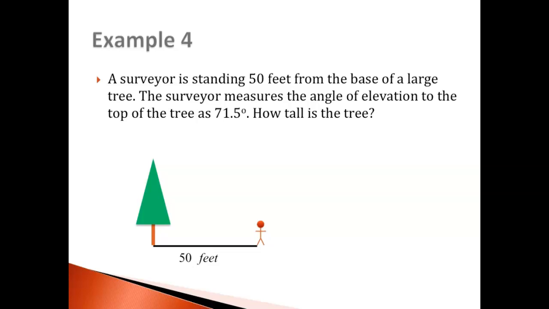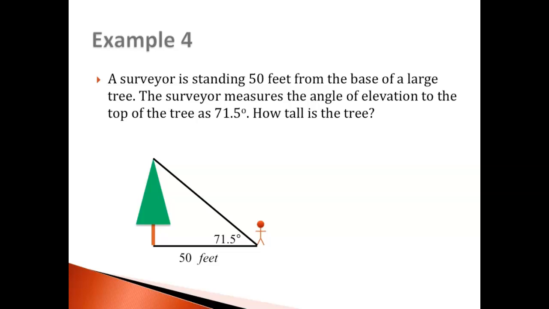The surveyor measures the angle of elevation to the top of the tree as 71.5 degrees. So here I've drawn that line of elevation, and the angle that's formed by the horizontal and that line of elevation, that is the angle of elevation. So that angle there is 71.5 degrees. Now you're asked, how tall is the tree?